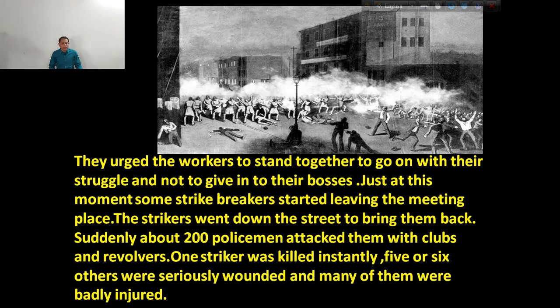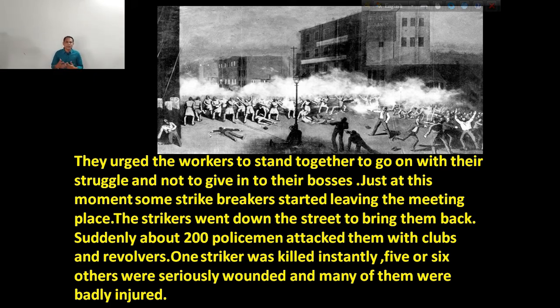Then they asked the workers. They means the leaders of the workers. They urged the workers to stand together, to stand united, to go on with their struggle, and not to give in to their bosses. Here, the phrase "not to give in to their bosses" means not to surrender to their bosses. Just at this moment, some strikebreakers started leaving the meeting place.